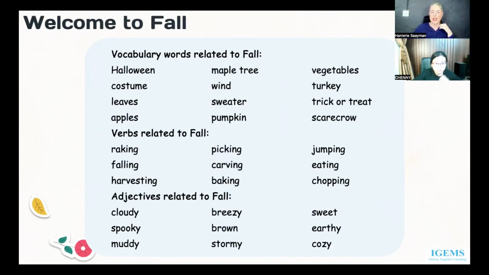Let's see if you can use that word. Because normally when there's a lot of leaves, we need to rake all the leaves, and that is another way to pick them up and to scrape them from the ground. Okay. Once again, 3 words from vocabulary, 3 verbs, and 3 adjectives. Are you ready? I'm ready.